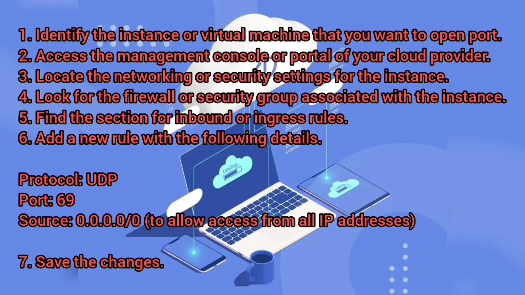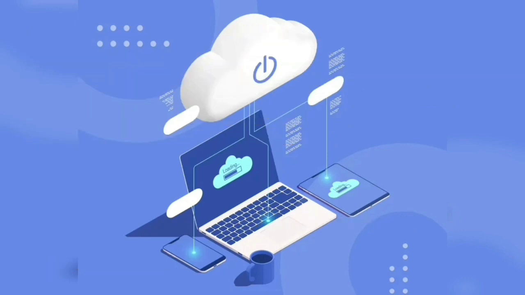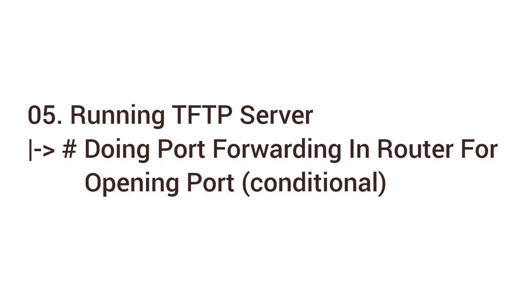Add a new rule with the following details: protocol, UDP, port, 69, source, 0.0.0.0/0, to allow access from all IP addresses. Save the changes. Now you are allowing access from any IP address to port 69 using UDP protocol. Doing port forwarding in router for opening port.